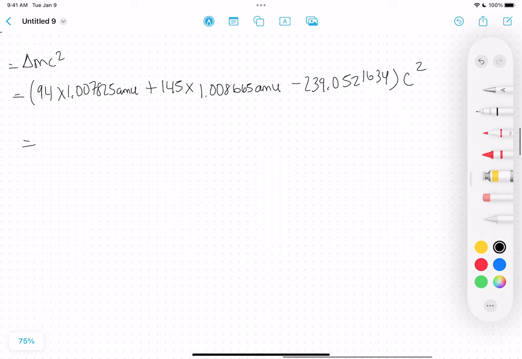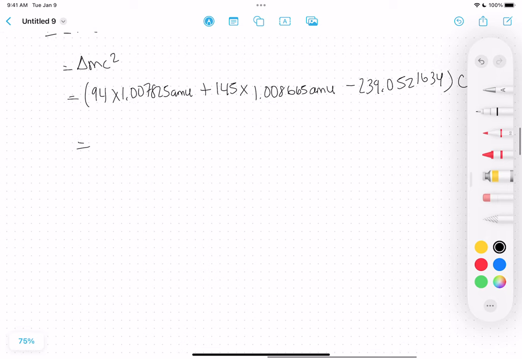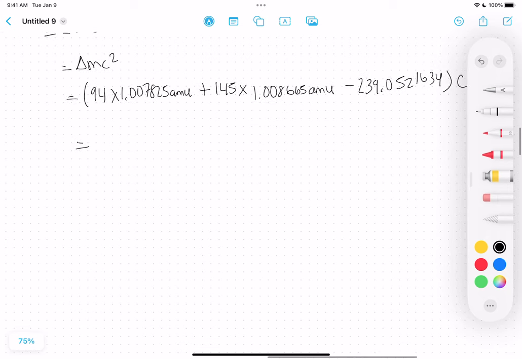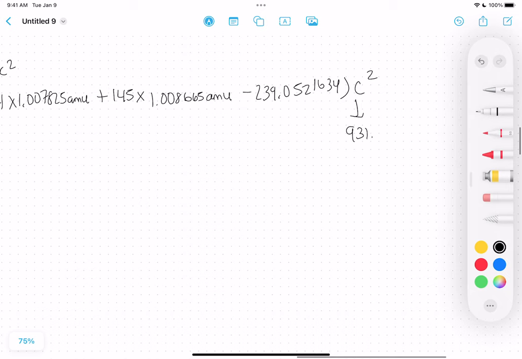But for these, I think it's probably easier to simplify it down to this. Basically you want this binding energy to be in mega electron volts. So instead of using your speed of light and doing a whole bunch of other conversions, there's an easy simplification, where you can replace the C squared with 931.49 mega electron volts.